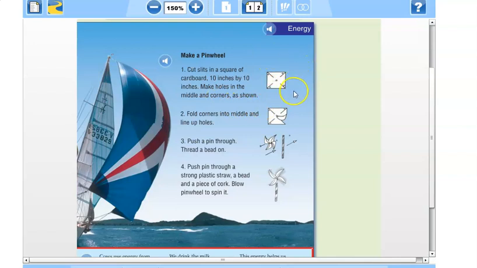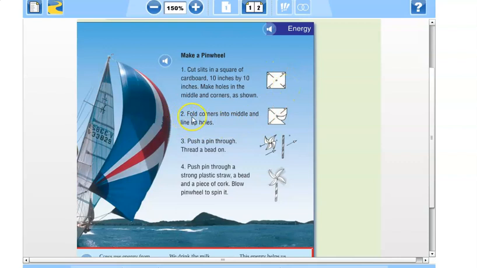So here's a square, and we know a square, all sides are equal and they have 90-degree angles. They want you to cut 10 inches by 10 inches and make holes in the center. Okay, so cut a square cardboard, 10 inch by 10 inch, cut slits, and then put a hole right there in the middle, and then holes in the corners.